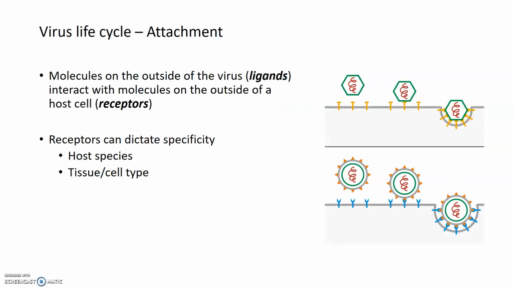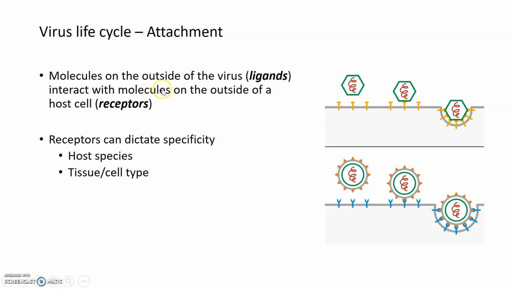And so that first stage, that attachment stage, where the virion actually attaches to the host cell membrane, is one of the most important parts of the virus life cycle, and it's often one of the ones that is targeted most by antiviral drugs. And so in order for a virion or a virus to attach to the host cell, there are molecules that are present on the outside of the virus that must interact with molecules that are on the outside of the host cell.